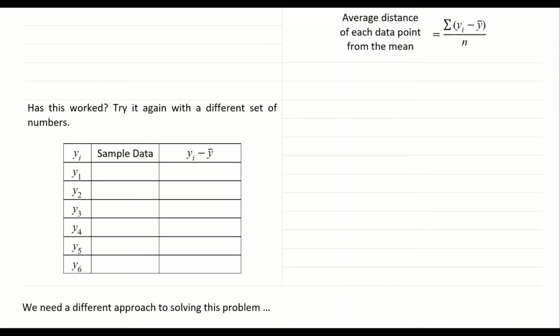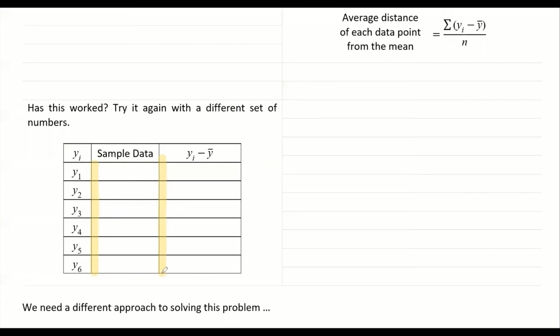I've provided you with a table here, and what I would like you to do is make up your own set of data. Just choose any 6 numbers you like and write them in the table here. It doesn't matter what you choose. For those 6 numbers, you're going to need to calculate the mean, and find the difference between the numbers you've chosen and the mean, and then write those numbers in this column here.